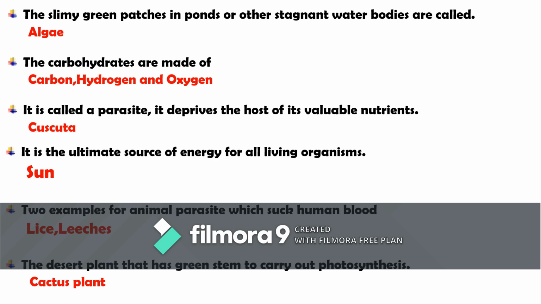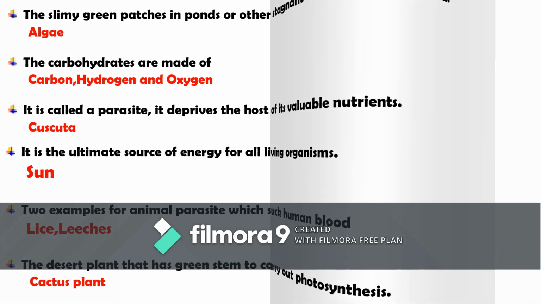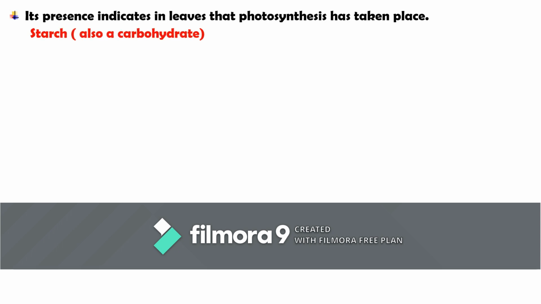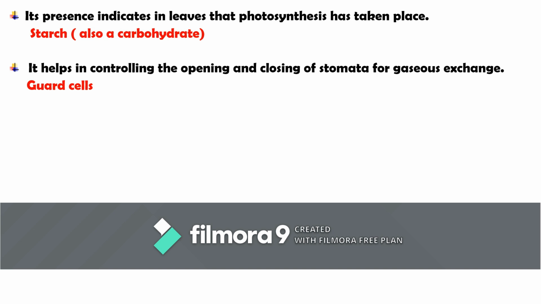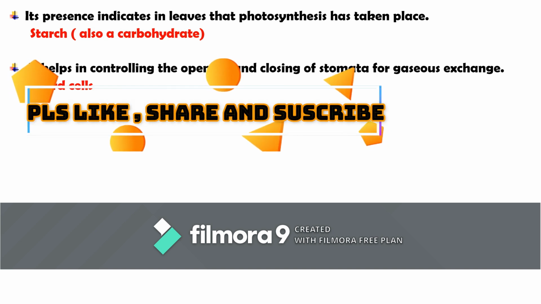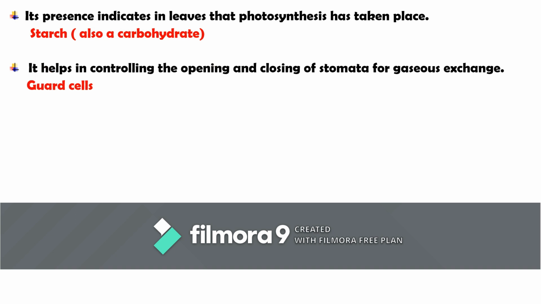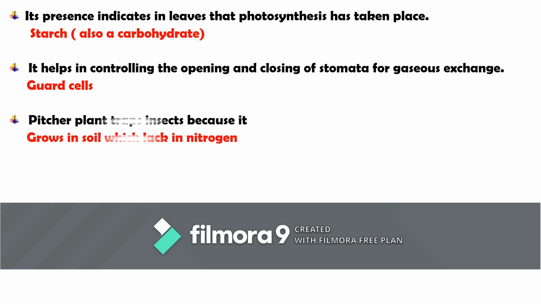The desert plant that has a green stem to carry out photosynthesis is none other than the cactus plant. Its presence in leaves indicates that photosynthesis has taken place: starch. Starch is also a carbohydrate. Let's check out the next question. It helps in controlling the opening and closing of stomata for gaseous exchange: guard cells.